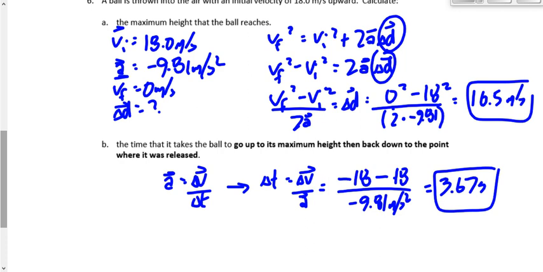Why would the first 18 be negative? The first 18 is negative because it's actually not the first 18, right? Delta V is VF minus VI. So that first one is negative because it's VF. And which way, Dylan, is that ball moving when it's coming down and hitting the ground? It's moving downward. So VF is going to be 18 down. VI is going to be 18 up. So negative 18 minus positive 18. Does that make sense?